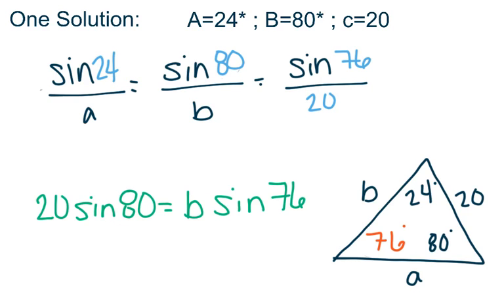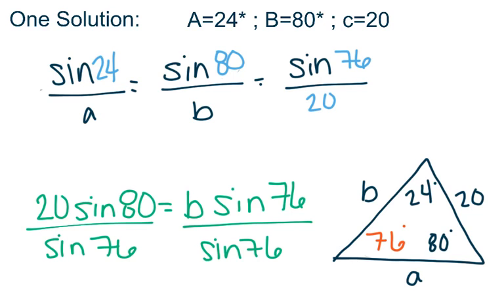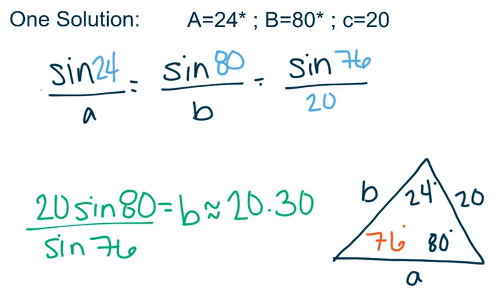The first thing I do is multiply to clear my denominators, and now I can divide to isolate B. I punch that into my calculator, and I get that B is approximately 20.30. So I'm going to update my diagram to reflect that information, as well as my law of sines at the top, where I've been filling in the information as we get it.